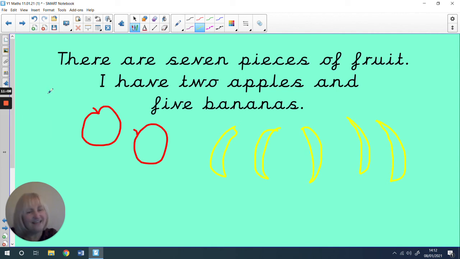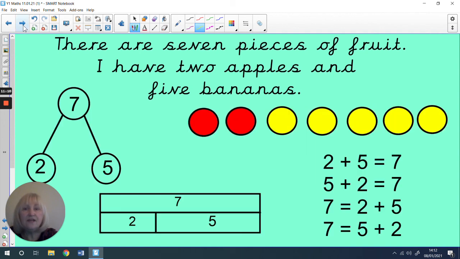Okay, let's see. Here's some of the ways you might have thought about. So you might have drawn the fruit just as counters, because it takes a long time to draw fruit or to draw things that you're counting. So you can draw counters to be a little bit quicker. So the red circles could be the apples, and the 5 yellow circles could be the 5 bananas, 7 fruit altogether.